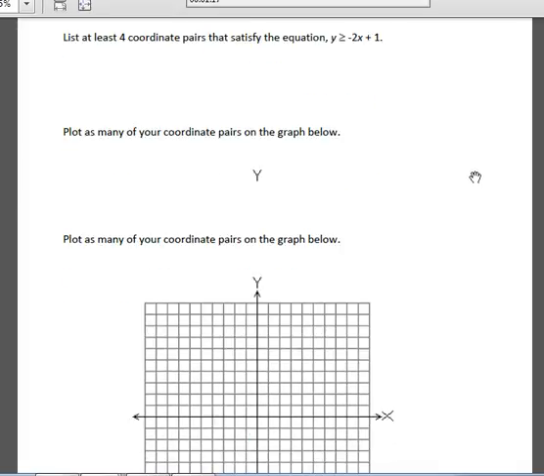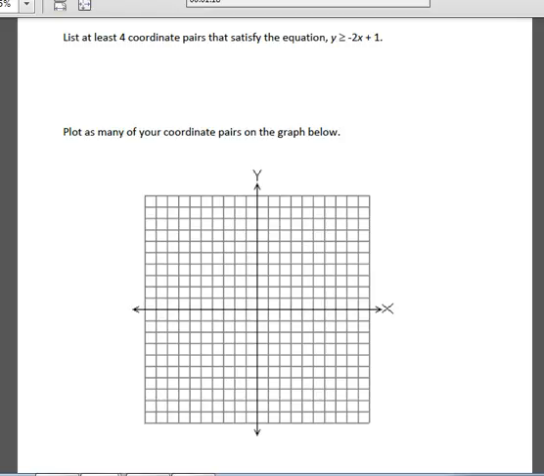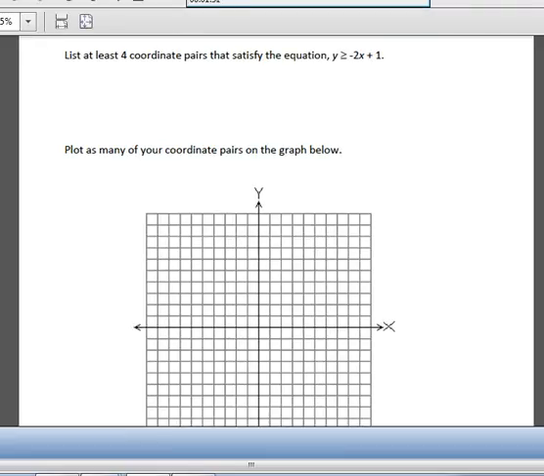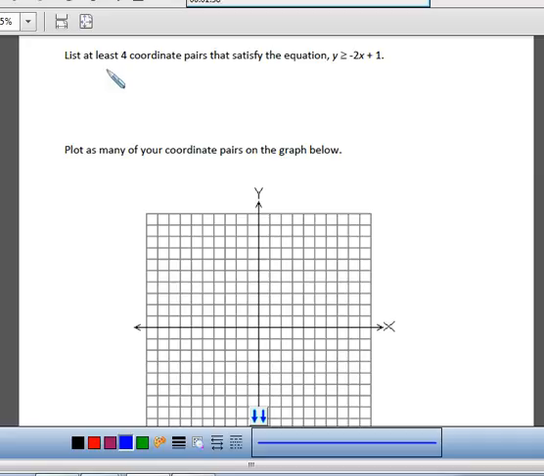So let me move the screen up. There's a number of steps that we need to do for this process. We are going to list 4 coordinate pairs that satisfy the equation. Well, we're not really going to do that. We'll start with 1. If I plug in x equals 0, then I get y is greater than or equal to negative 2 times 0 plus 1. Negative 2 times 0 is 0. 0 plus 1. y is greater than or equal to 1.